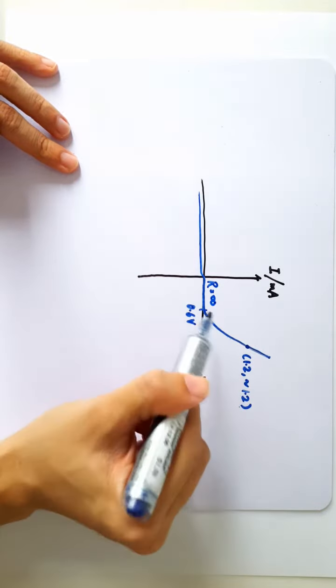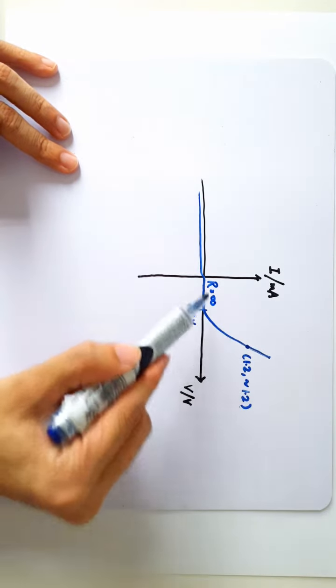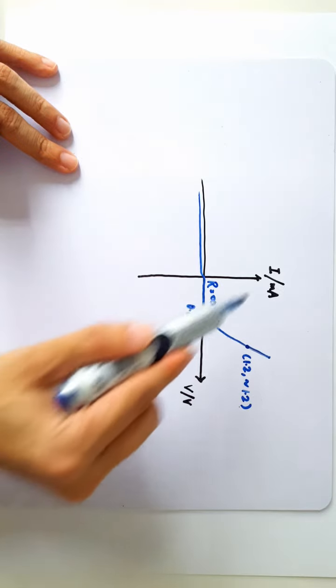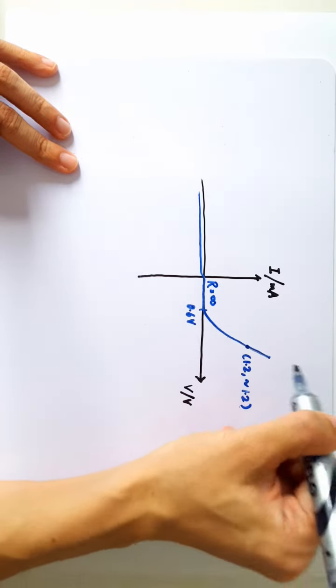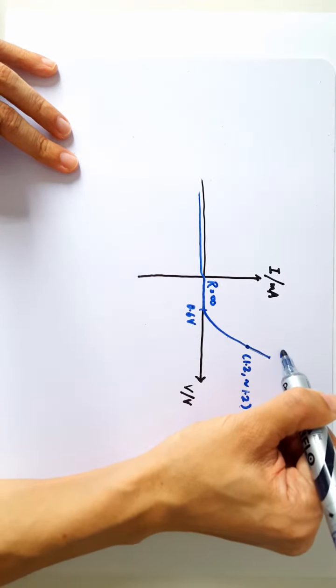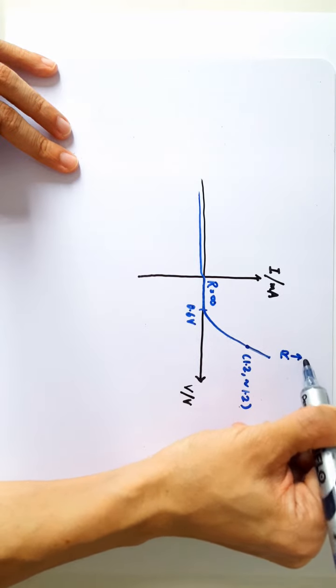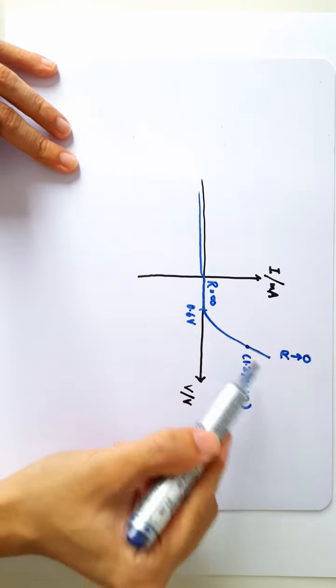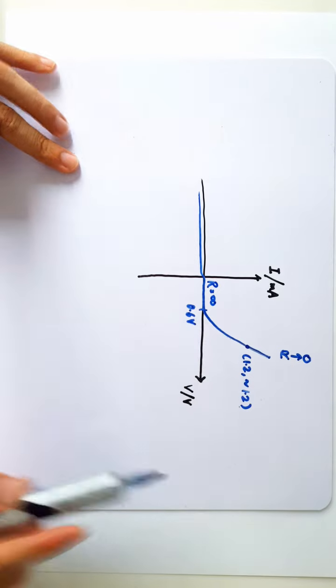Alright, but after 0.6 volts, you can see that the V to I ratio gets smaller and smaller, so the diode's resistance becomes smaller and smaller as the forward bias increases.